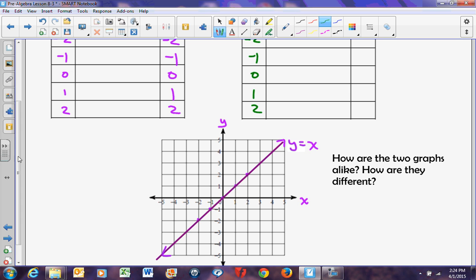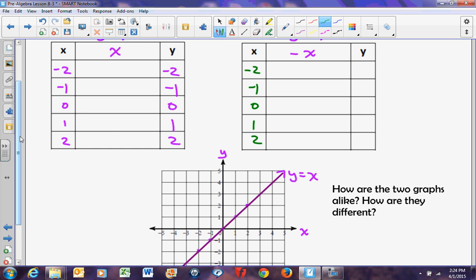Now let's look at y equals negative x, or the opposite of x. If x is negative 2, the opposite of negative 2 is positive 2. The opposite of negative 1 is 1. The opposite of 0 is still 0. The opposite of 1 is negative 1. The opposite of 2 is negative 2.